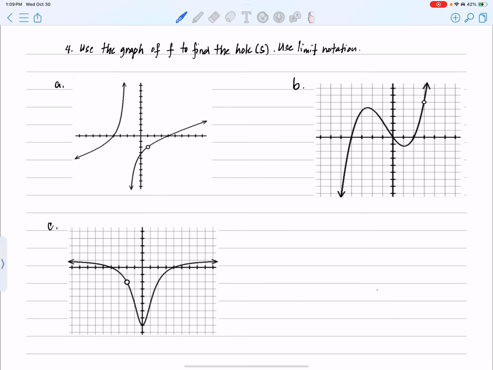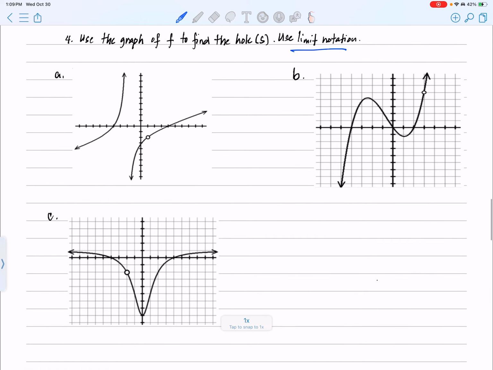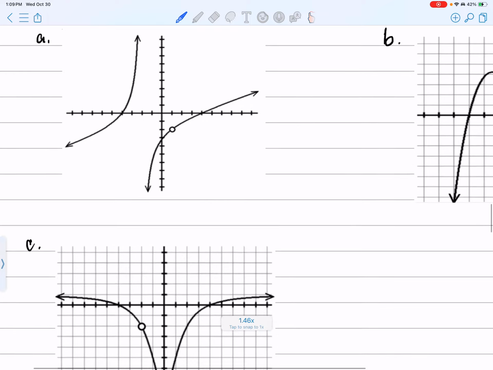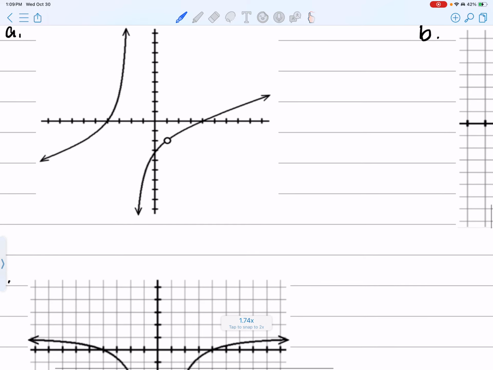Now this time, use the graph of f of x to find the holes. Use the limit notation. So the first thing you have to look at is where is the x value of the hole? This one, I will blow this up. The hole is located at positive x equals 1. Right here.